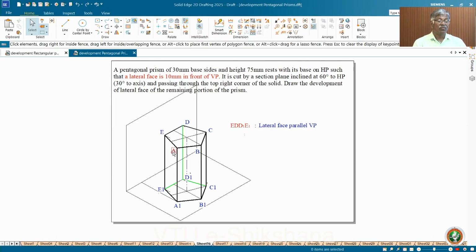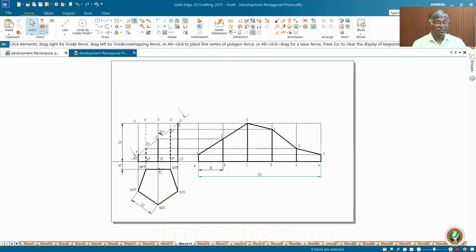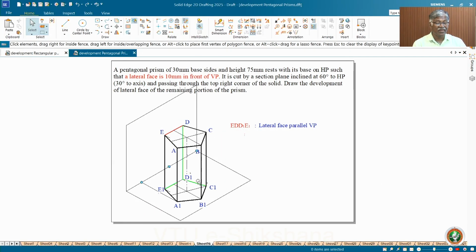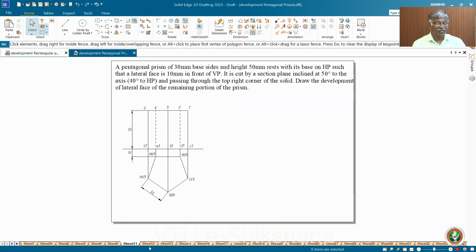Now, we will take up this particular figure and discuss how exactly this particular lateral face is parallel to VP with this particular problem. See, this one is a rectangular face. Here I can show you ED, D1, E1 is actually parallel to VP. That is what I wanted to expose from this. So we can use this figure to realize the rectangular face ED, D1, E1 is parallel to VP. So that is the basic condition of this particular problem.